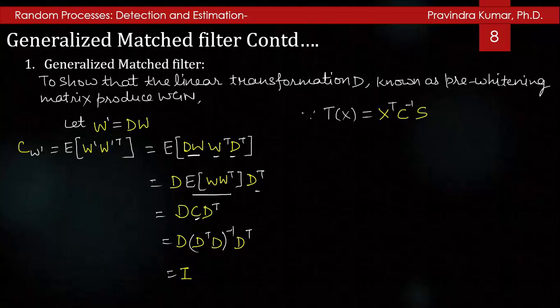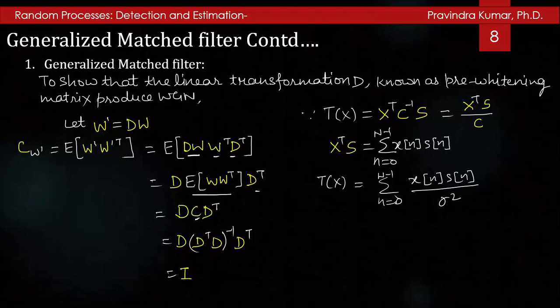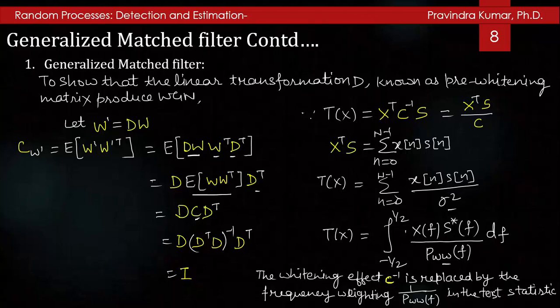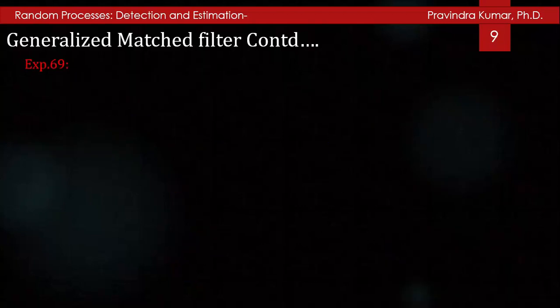Now the test statistic is x transpose C inverse S, and for white noise you can write it as x transpose S divided by sigma square, where x transpose S is the summation from n equals 0 to N minus 1 of x n S n. In the frequency domain, the test statistic can be written as the integral from minus 1 by 2 to 1 by 2 of X(f) S(f) conjugate divided by the power spectral density of the noise, P_ww(f). Here the whitening effect of C inverse is replaced by frequency whitening, meaning 1 over the power spectral density of the noise in the test statistic.